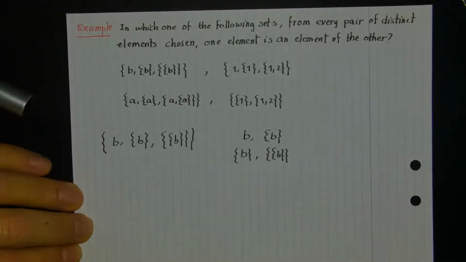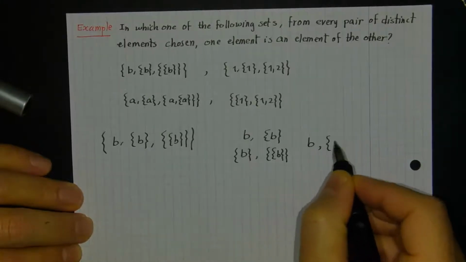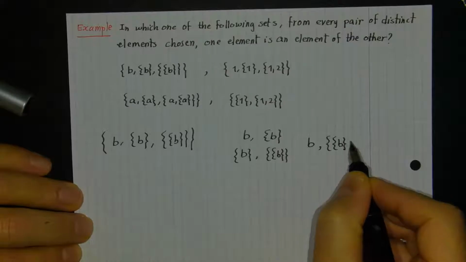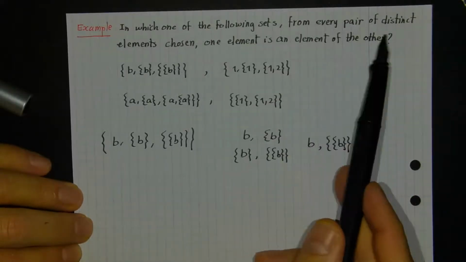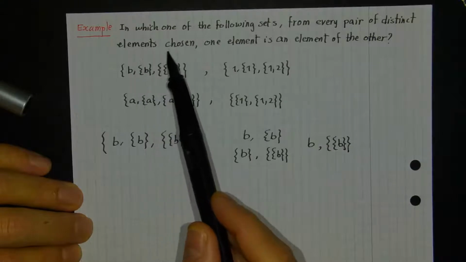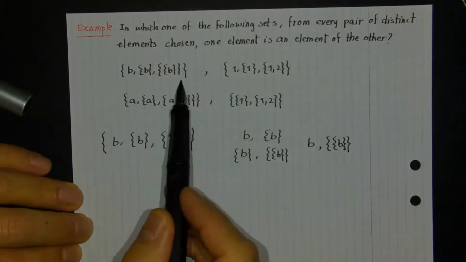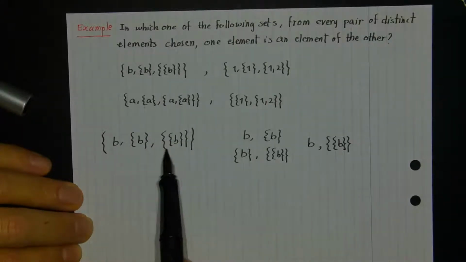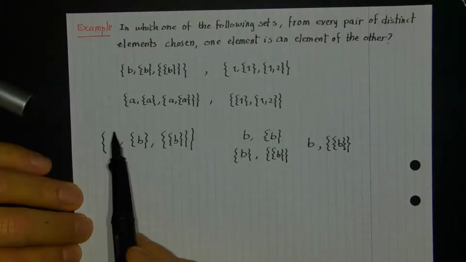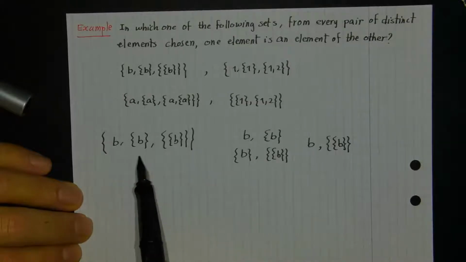And then I can also choose this pair. Yes, so I have mentioned from every pair of distinct elements chosen. Okay, so consider the first set, for example. There are 3 elements there. I want to choose a pair of elements from my set. I can do it in 3 different ways.